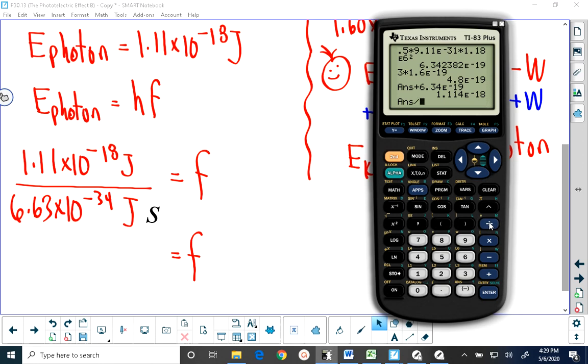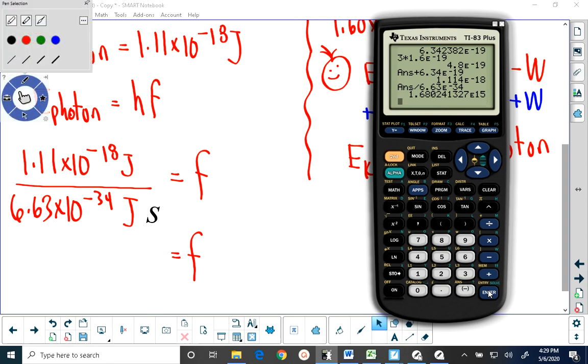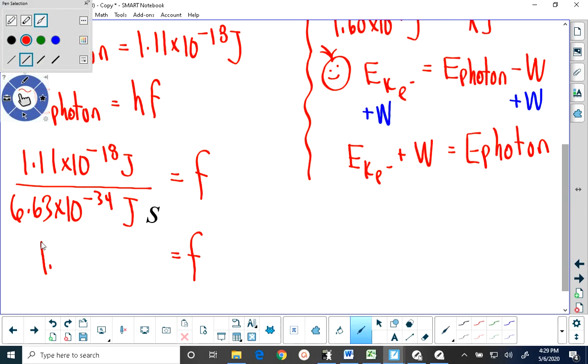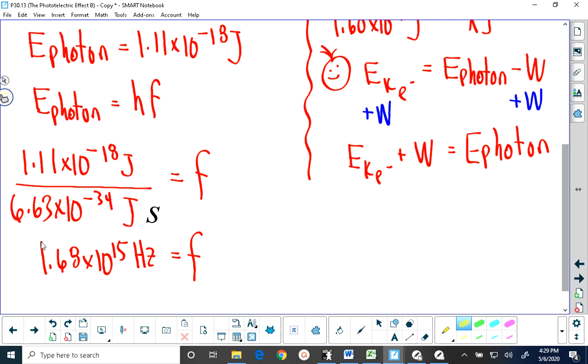All I have to do is divide my answer by Planck's constant. And I get for a frequency 1.68 times 10 to the 15 hertz. The question asked us to find two things. One was the energy of a photon in the incident light, and we found that. And the other was, what's the frequency of the incident light? And we found that.